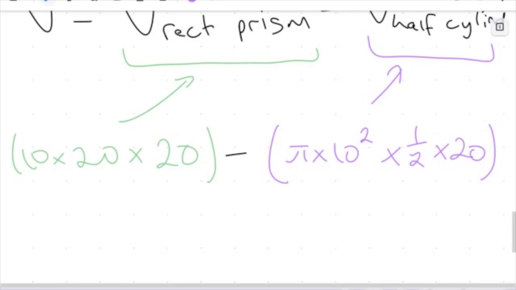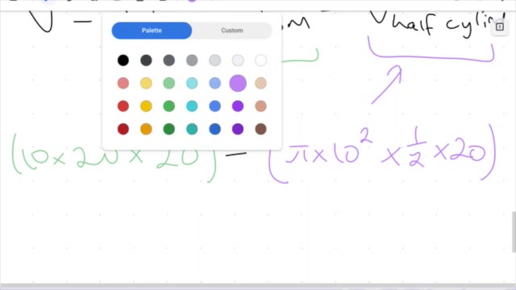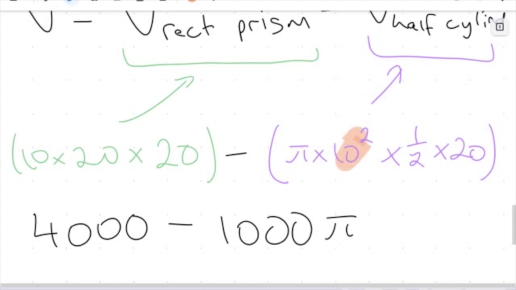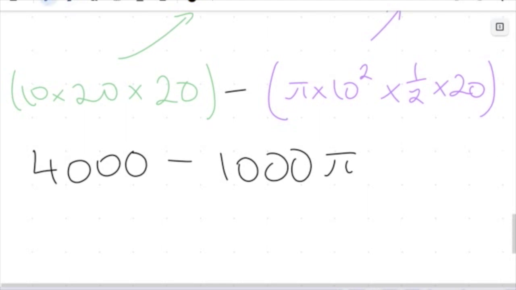Cool. So multiplying these guys here, when I do 10 by 20 by 20, I get 4,000. So I'm going to get 4,000 here. And from that, I'm going to subtract pi times 10 squared times a half times 20. That is going to give me 1,000 pi. Because 10 squared gives me 100. Timesing 100 by half gives me 50. Multiplying that by 20 gives me 1,000. So that is my answer here.